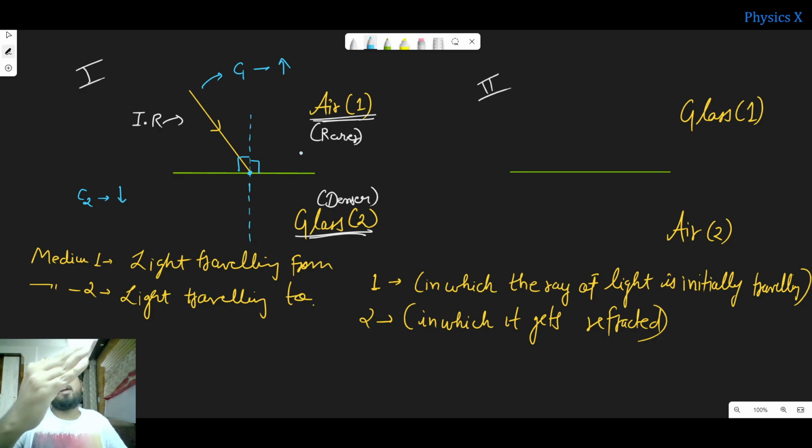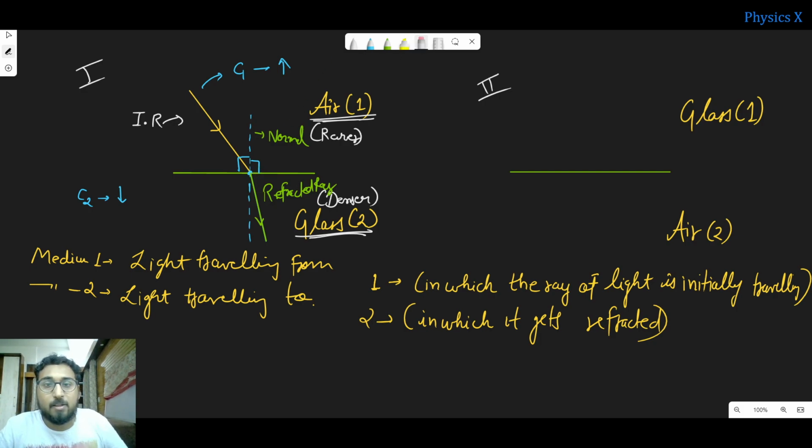Since the light is entering from rarer to denser medium, the speed of light will go down. The speed of light will go down, so it won't go further away from the normal, rather it will bend. It will bend towards the normal like this. This was your normal. And how has the ray of light emerged? This is your refracted ray now. So what has it done? It has bent towards the normal.